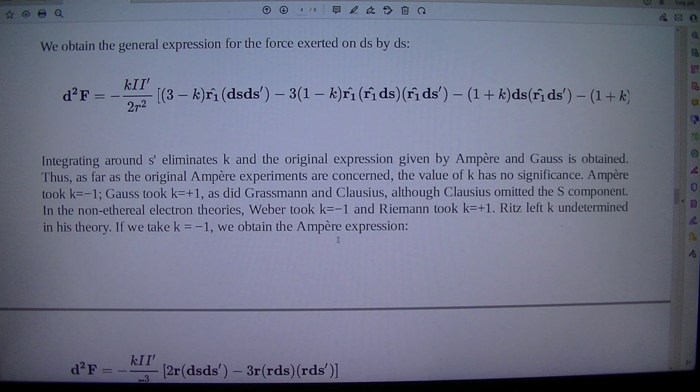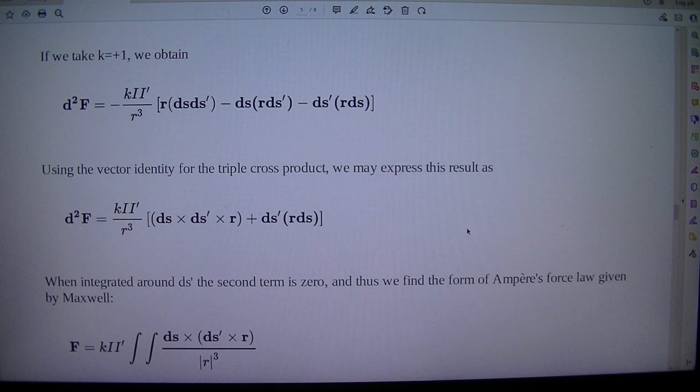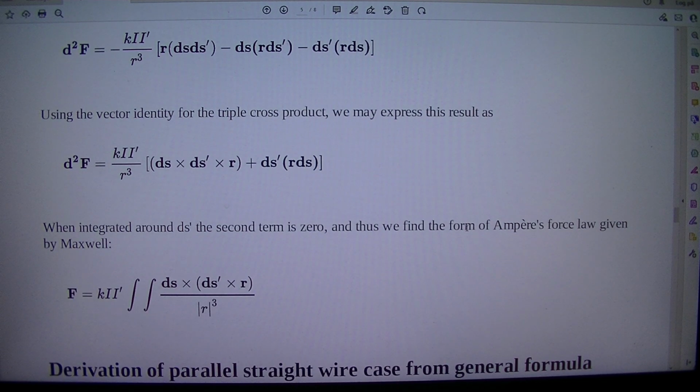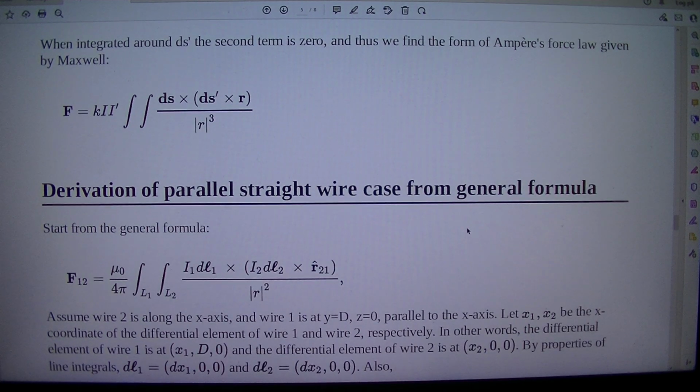If we take k equals -1, we obtain the Ampere expression. If we take k equals +1, we obtain, using the vector identity for the triple cross product, this result. We may express this result as, when integrated around ds' the second term is 0, and thus we find the form of Ampere's force law given by Maxwell.